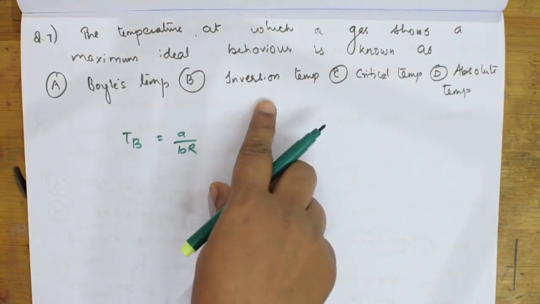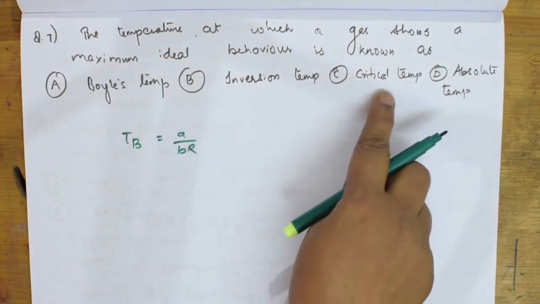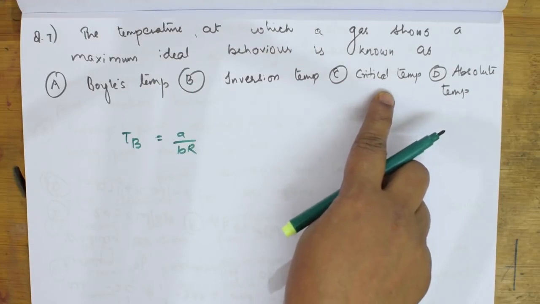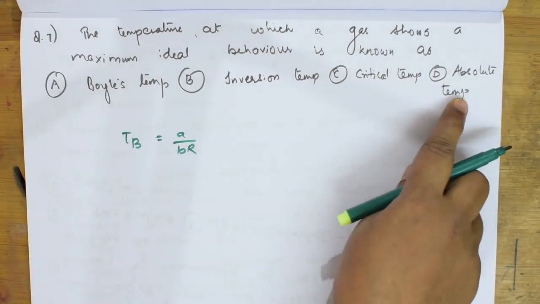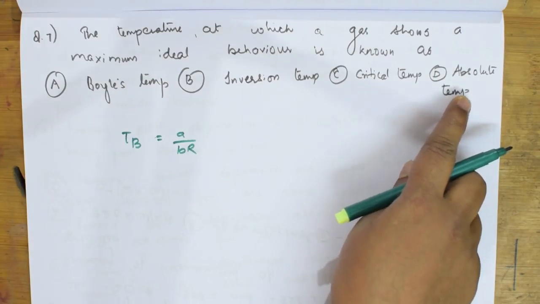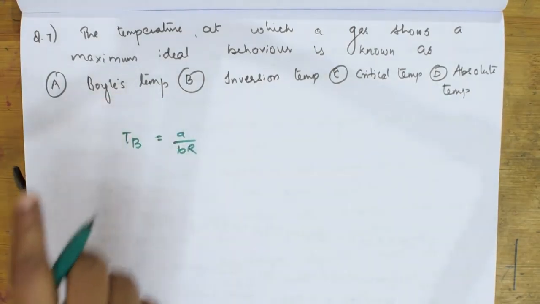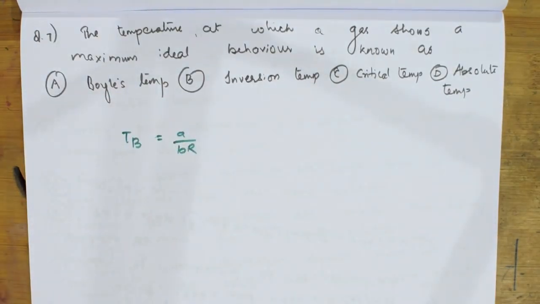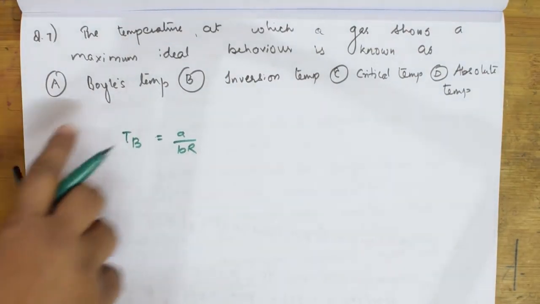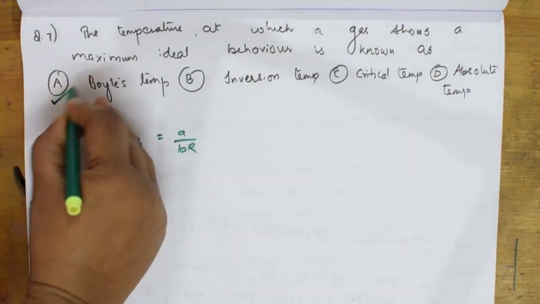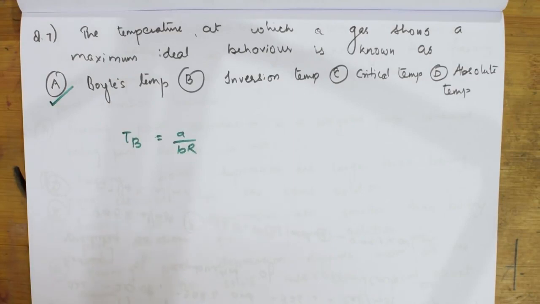Inversion temperature, in which gas can either be heated or cooled. Critical temperature is that where the gas cannot be liquefied. Absolute temperature is something which is taken as absolute zero. So the correct option for this question, the temperature at which gas shows maximum ideal behavior, is Boyle's temperature. Right? Let's come back and do the next question.